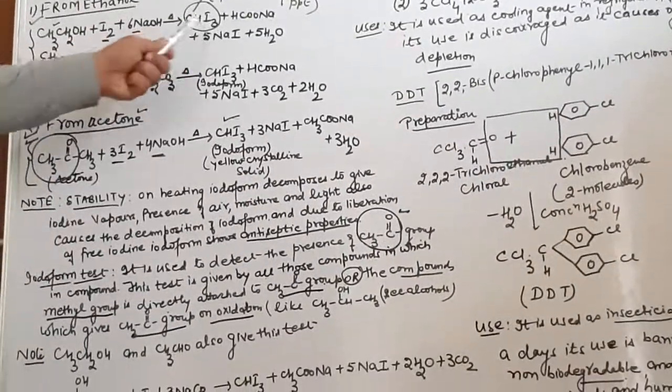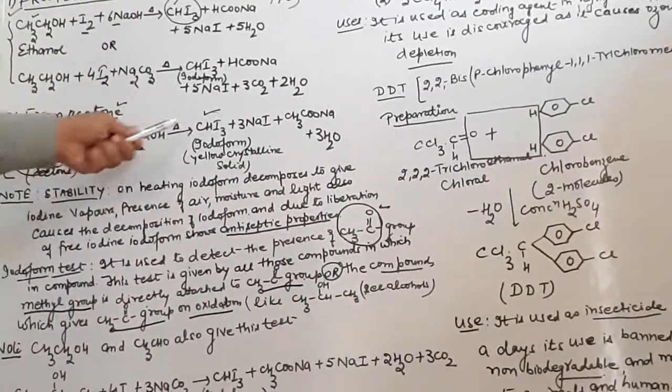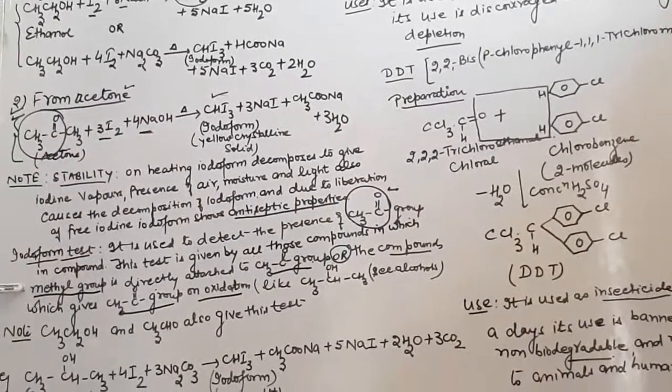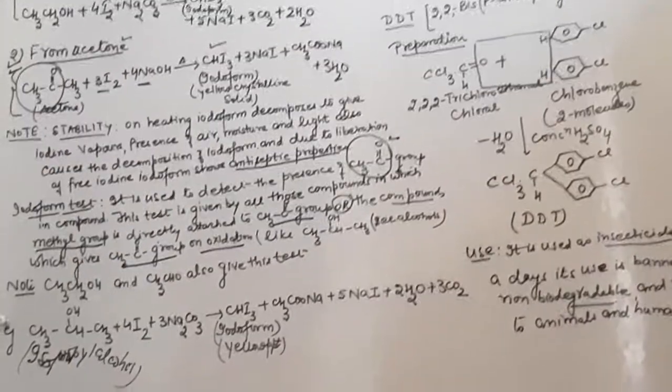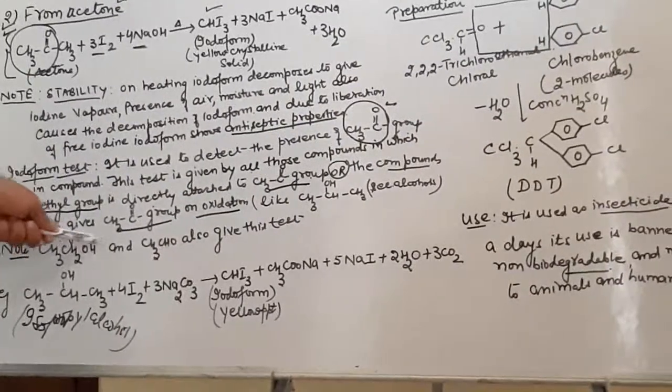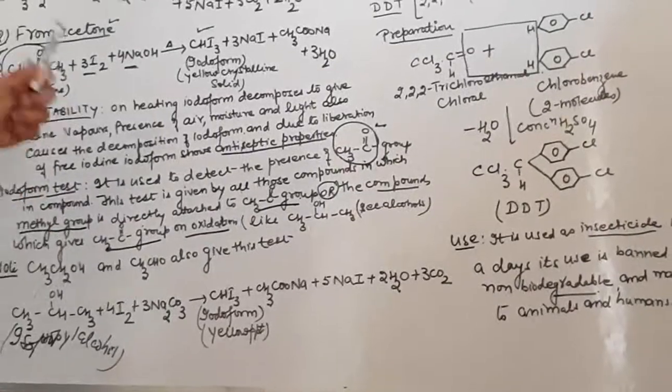This is an iodoform test. This is an iodoform test, or the preparation of iodoform. This again is an iodoform test. All those compounds which on oxidation give acetyl group, all secondary alcohols, amongst primary alcohols ethyl alcohol, and acetaldehyde amongst the carbonyl compounds will give this test.